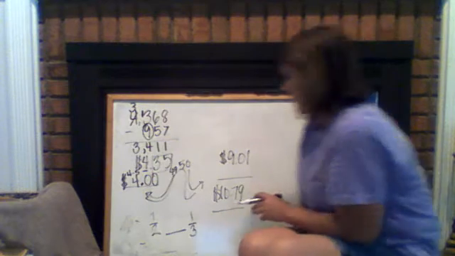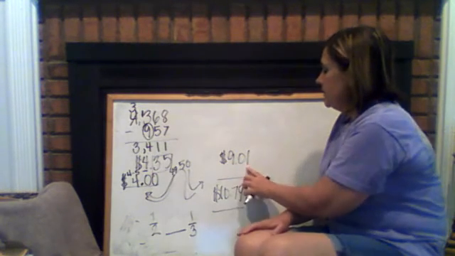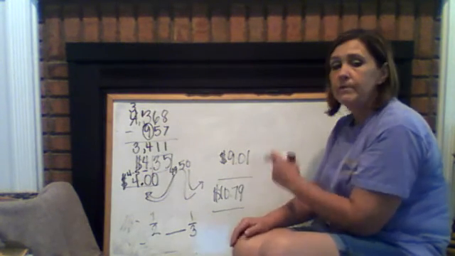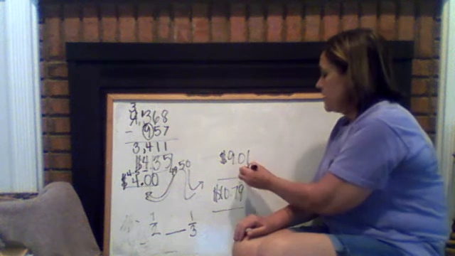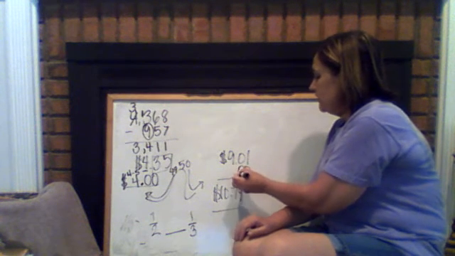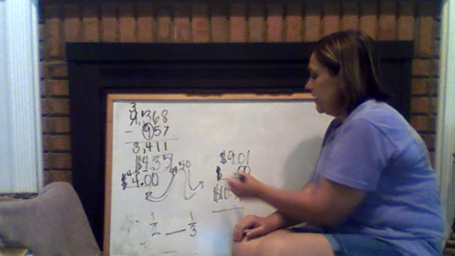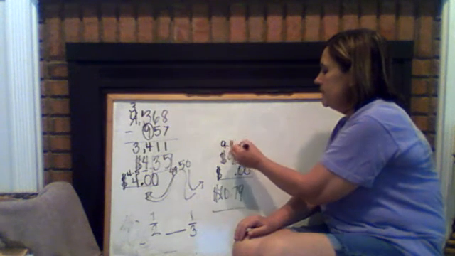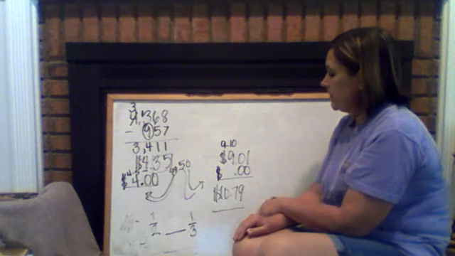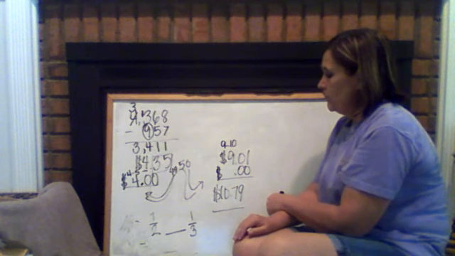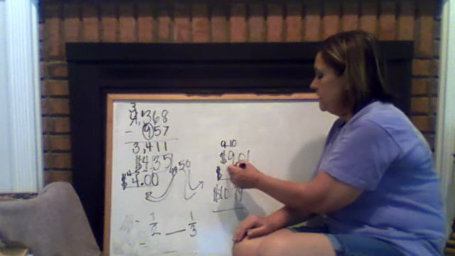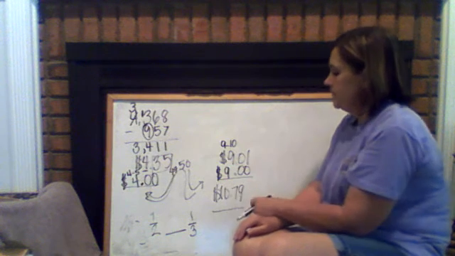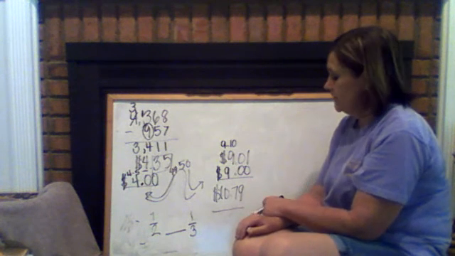All right, let's look at the next one. $9.01. Now you do it, make your decision. You know you're rounding to the nearest dollar, so there'll be no change. Your range is going to be $9 to $10. 1 cent would round down, so $9.01 rounded to the nearest dollar is $9.